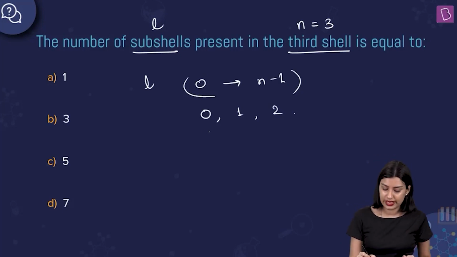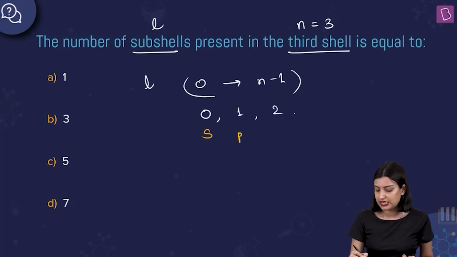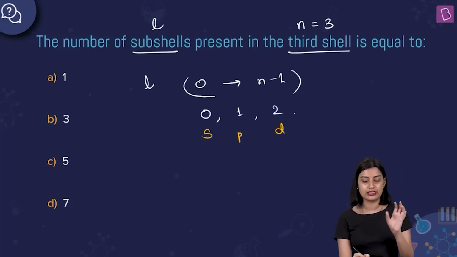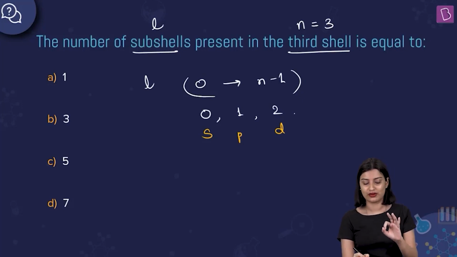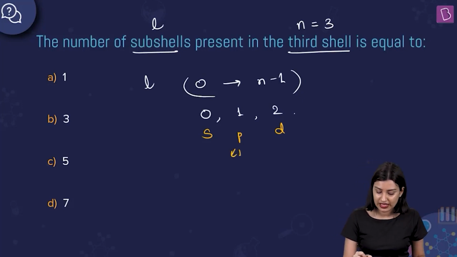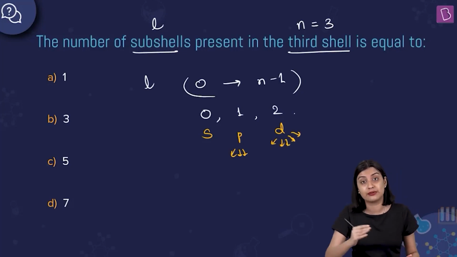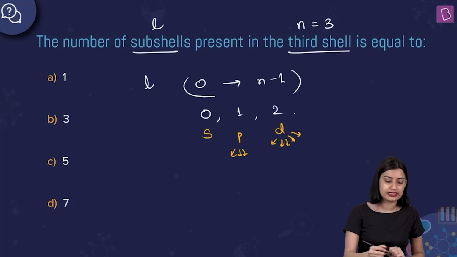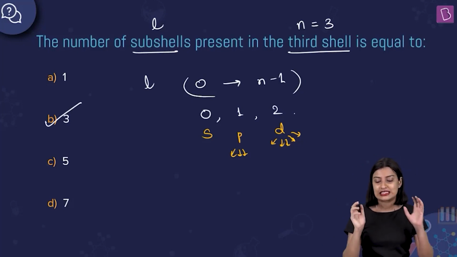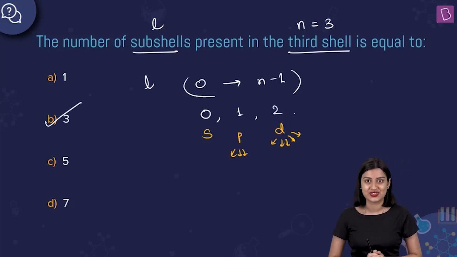0 will correspond to S, 1 will correspond to P and 2 will correspond to D. So how many subshells are present? S, P, D, 3 subshells. Please don't go and write that P will have 3 and D will have 5. That is not L, that is your M, the magnetic quantum number, the number of orbitals, not the number of subshells. Subshells, only 3. So option B, 3, is going to be the right answer to this question.